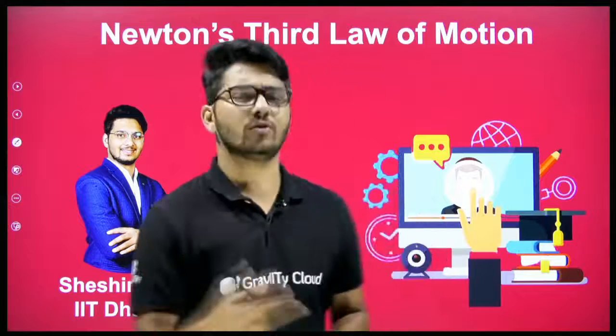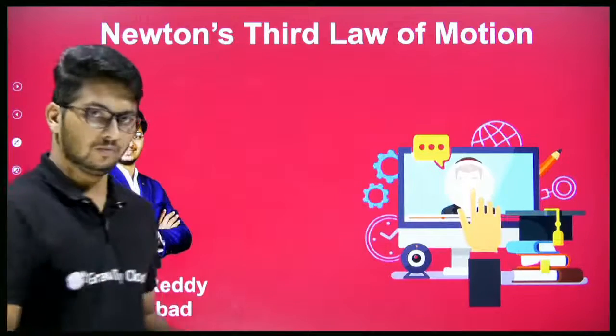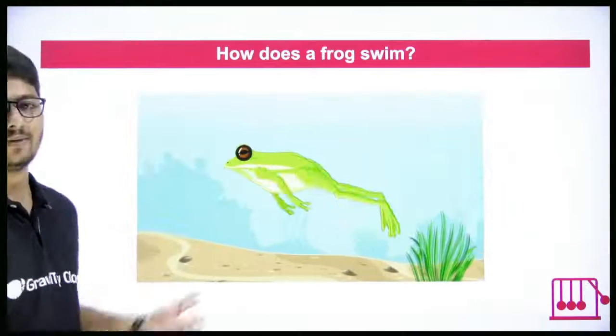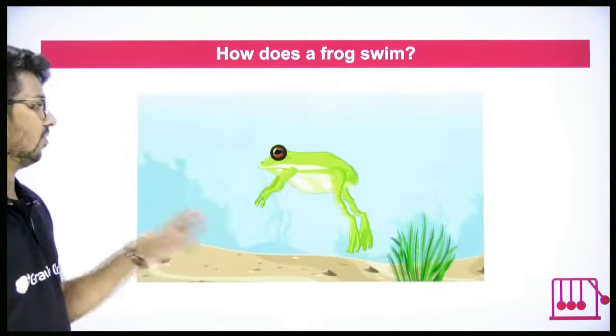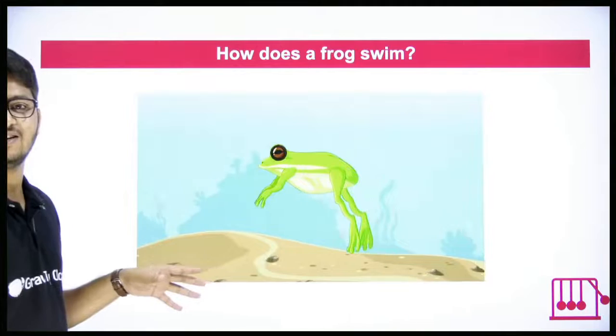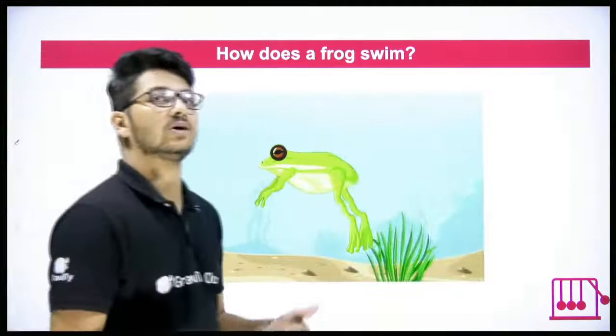Okay, so let's go into a few examples and then let's go into the law. So the first example that we'll be talking about is this. Now you can clearly see a frog which is swimming. Yes or no? So how does a frog swim?